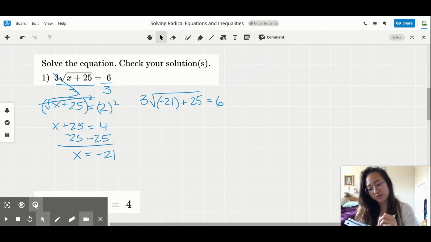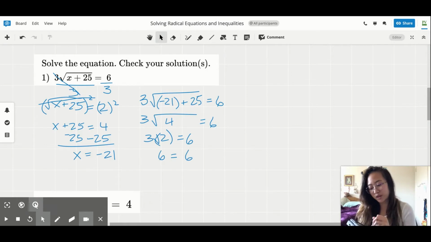So we have 3, and we know that this is going to be 4. Simplify, and it becomes 3 times 2, and it ends up being true. So we can go ahead and box x equals negative 21, and we're done with number 1.